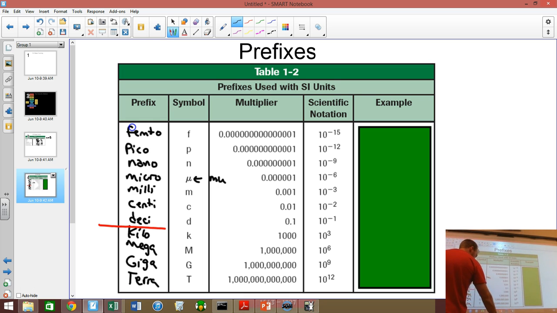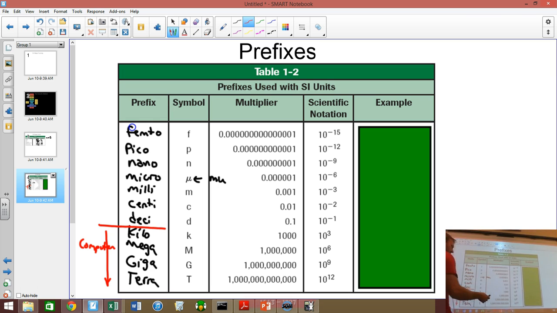G is giga. And T is tera. Now, you have to have these memorized for the test. You have to know how to do and what each of these means. Right here, these you see a lot of times in computers. A kilobyte, a megabyte, a gigabyte. Maybe you've heard of a terabyte if you're into computers.